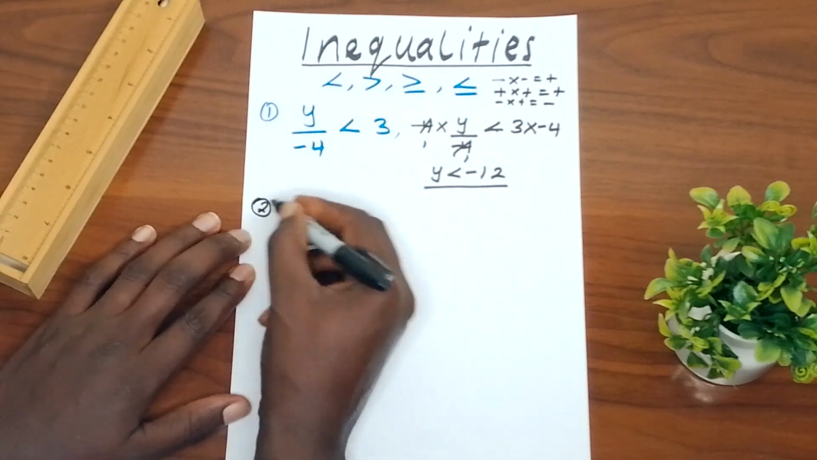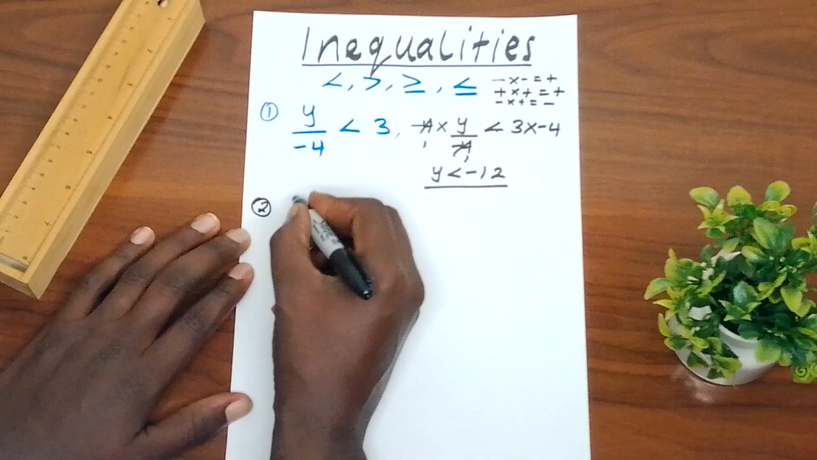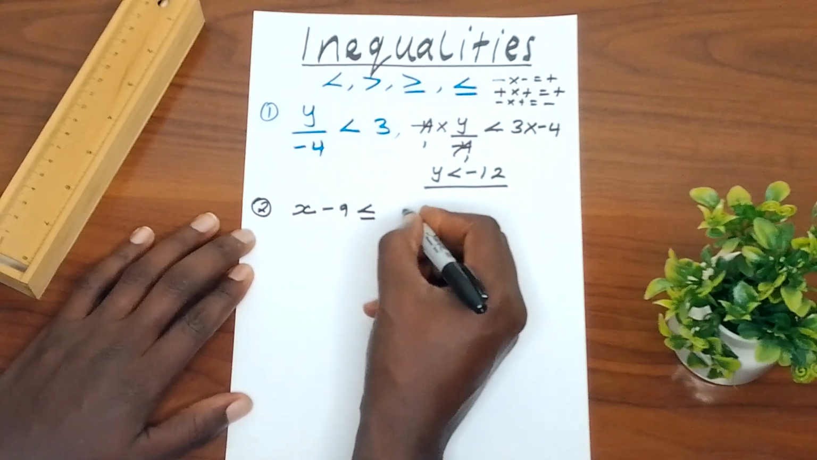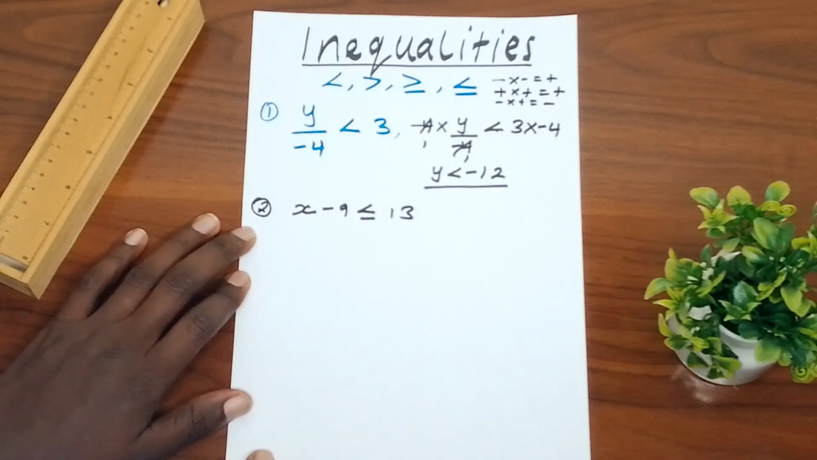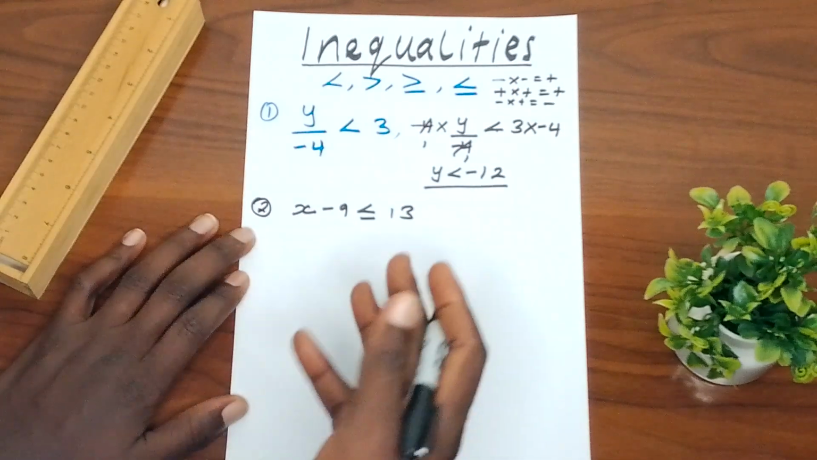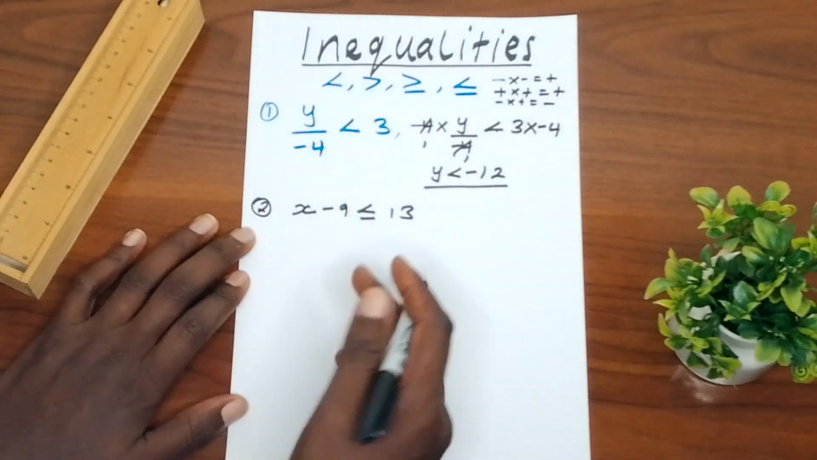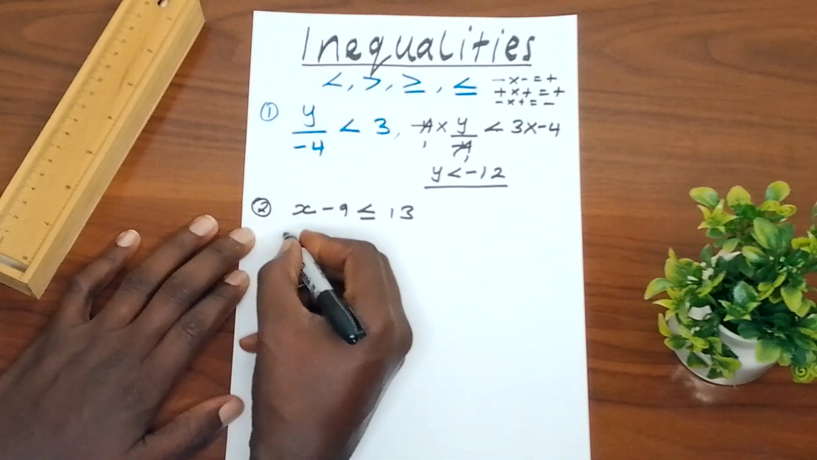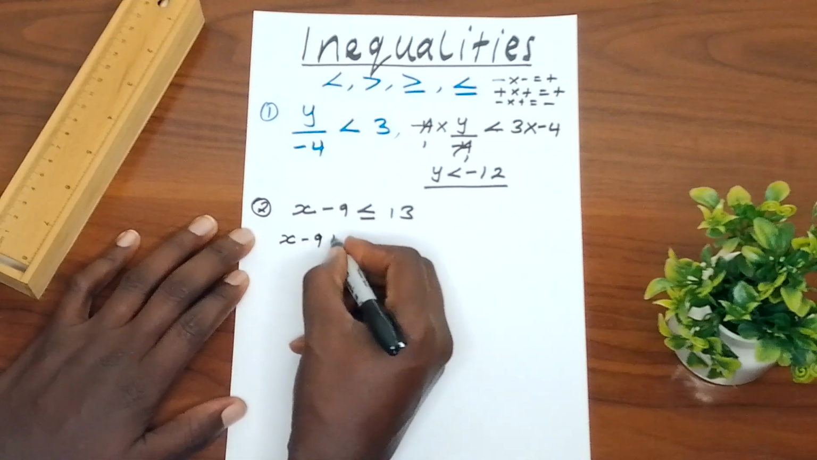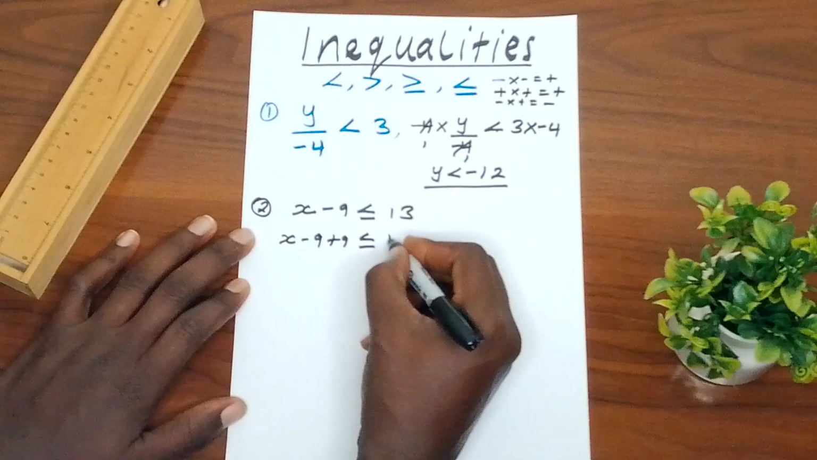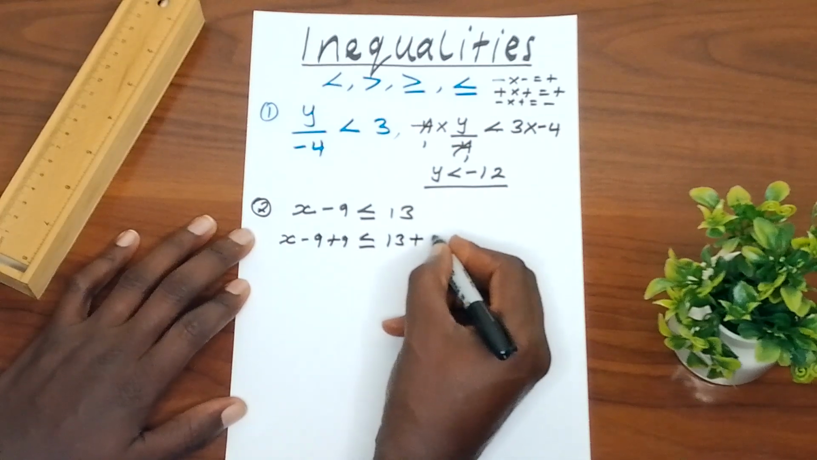So in our second example, we'll have x minus 9 is less than or equal to 13. Now we are going to use the same method of solving equations in algebraic form, and we are going to take -9 to the other side. So we'll say x minus 9 plus 9 is less than or equal to 13 plus 9.